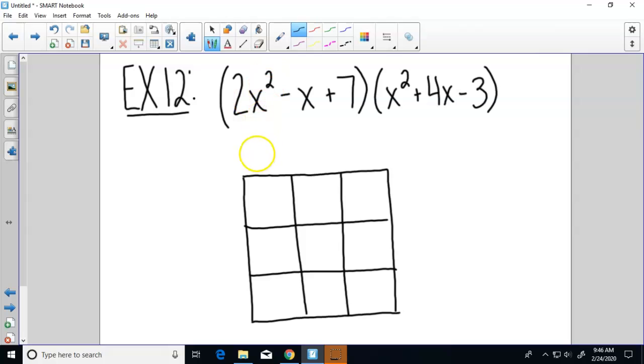So 2x squared I'm going to put here. Then I've got a negative x over this one and a positive 7. And then this trinomial I'm going to put on the left side, so I'll have an x squared here, a 4x here, and a negative 3 here.